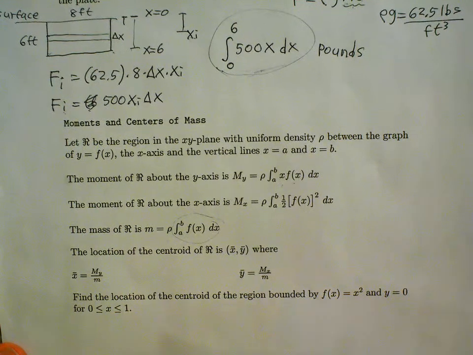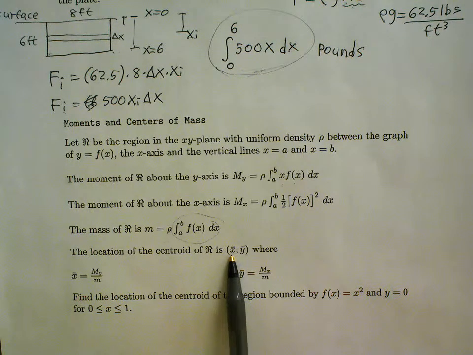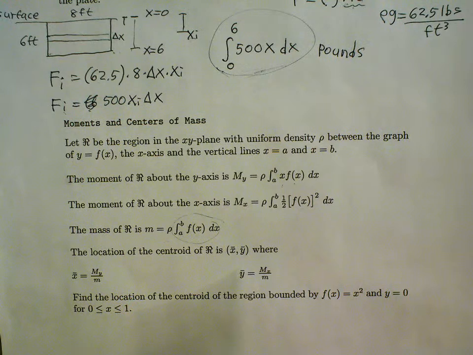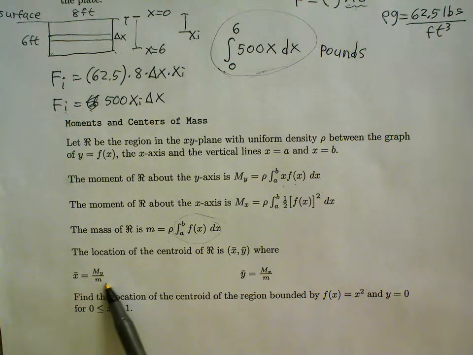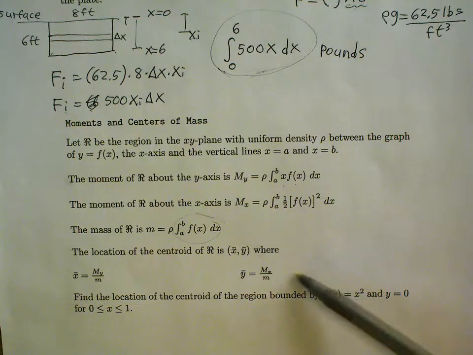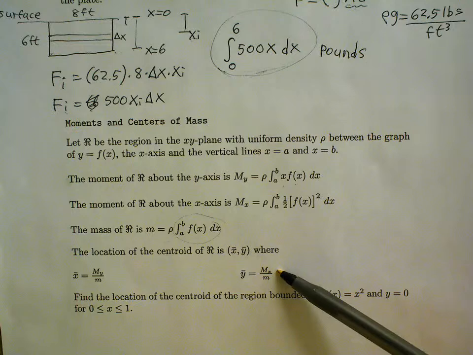And then the centroid, we denote x bar, y bar as the center of gravity, or the centroid. The x coordinate is the moment of R about the y-axis divided by m, the mass, and the y coordinate of the centroid is the moment of R about the x-axis divided by m.